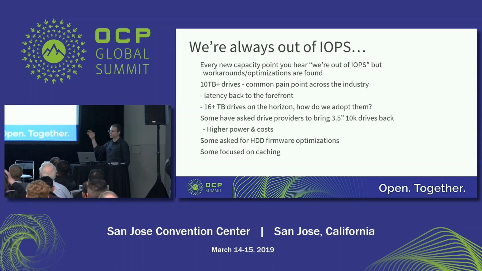But you know what? We're always out of IOPS. But you know what? We always find a way to deal with this. People said that 10 terabytes, we can't go bigger than 10 terabytes. Very few companies are stuck at 10 terabyte now. They found other ways, whether that's read-write caches, moving workloads off. We found a way to do that.